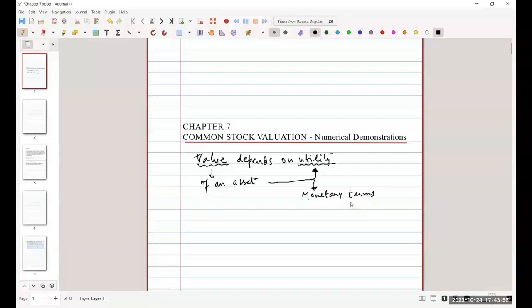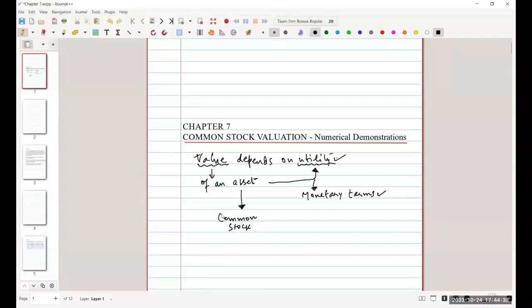Once we agree that the value of a financial asset is going to be measured in terms of its utility, and utility will be measured in terms of its monetary value, then we think about an asset. Let's say now for this particular chapter, this particular asset is our common stock. Remember, when I say common stock as an asset, we are looking at common stock from the point of view of somebody who has decided to invest in common stock, somebody who has decided to purchase shares in a particular company for investment purposes.